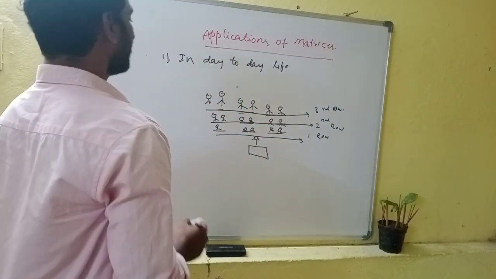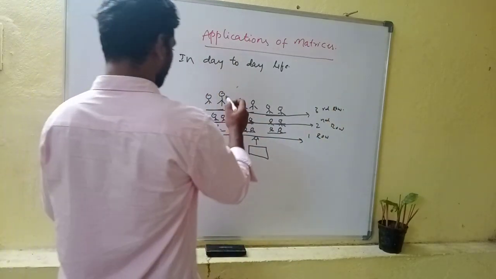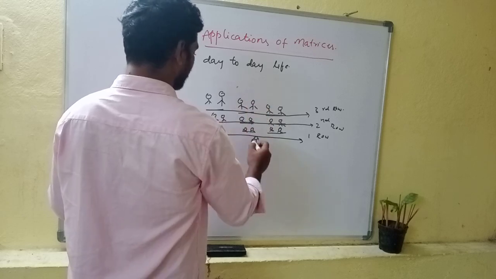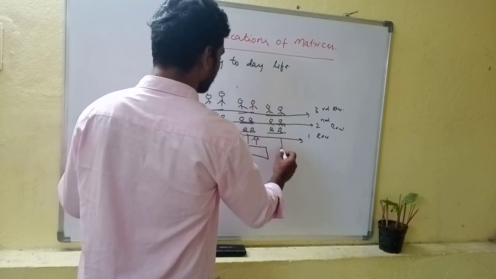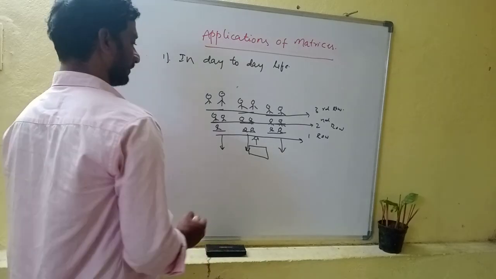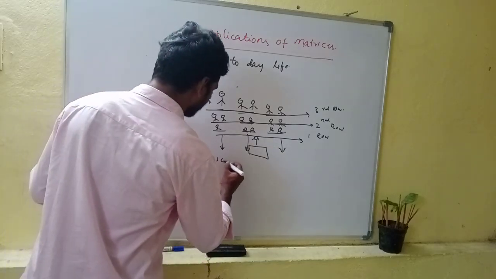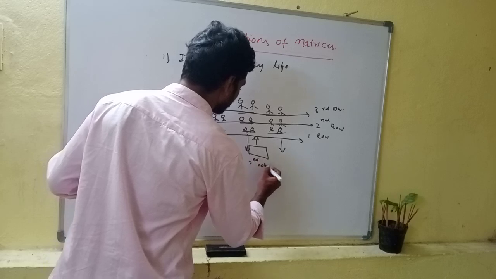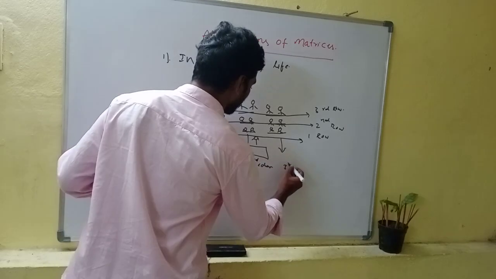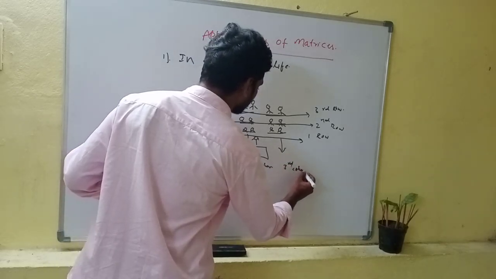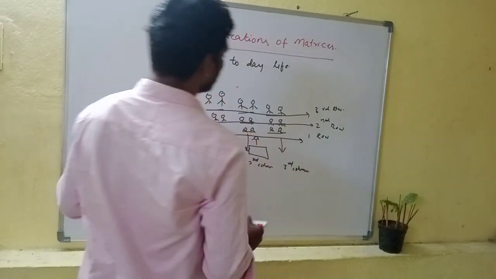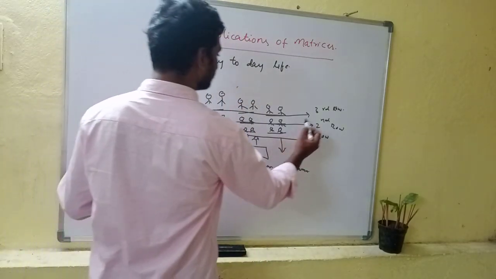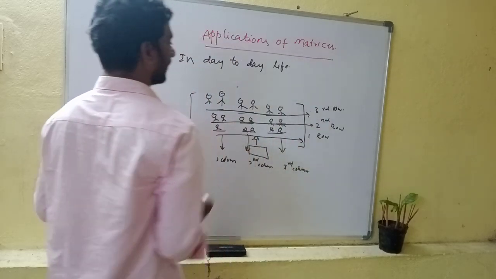So in how many columns are they sitting? This is one column, and this is another column, and this is another column. So this is the first column, this is the second column, this is the third column. So this is how we represent a classroom in a matrix.